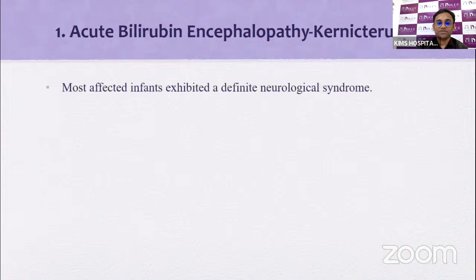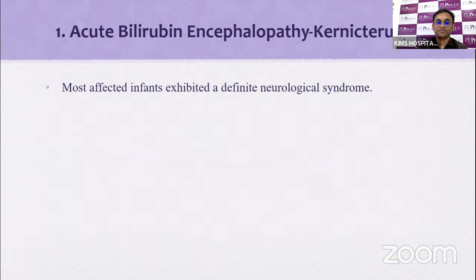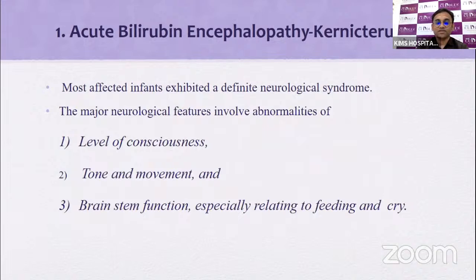The most affected babies usually have definite neurological symptoms. However, around 15% of babies can have acute bilirubin encephalopathy but may not have any definite neurological signs. We miss these babies, and later they present with kernicterus, chronic bilirubin encephalopathy. There can be subtle, equivocal neurological signs in 20 to 30% of babies. However, around 55 to 65% of babies have definite neurological signs where we can identify acute bilirubin encephalopathy. The major neurological features include involvement of the level of consciousness, the tone and movement, and the brainstem function, especially that related to feeding and crying.